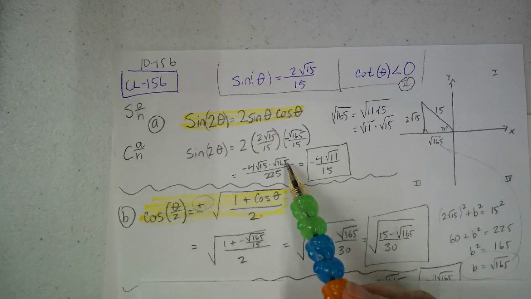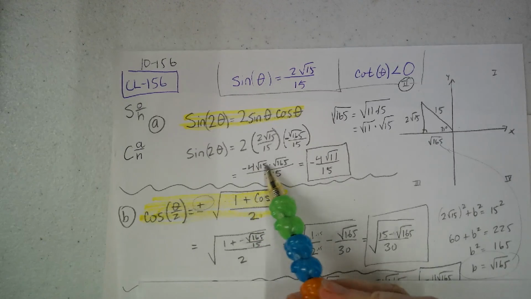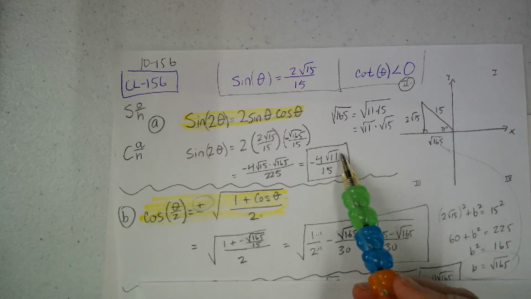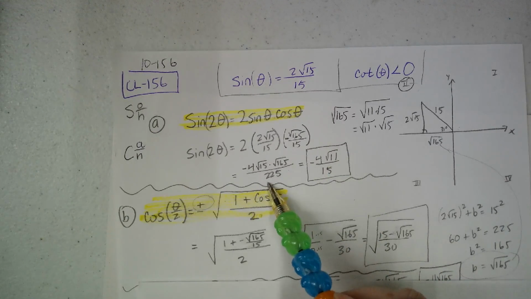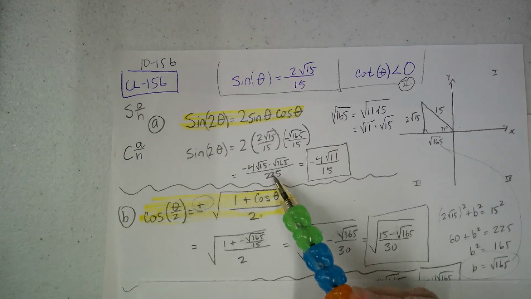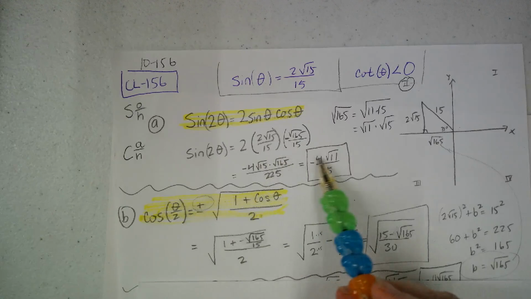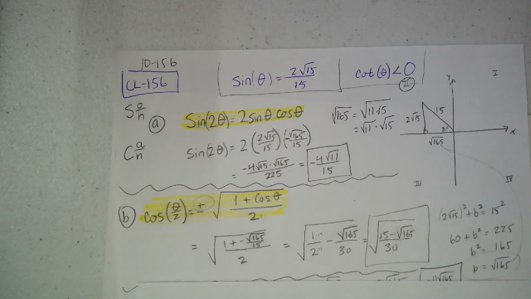I just multiplied them all together in my calculator. I went 4 times root 15 times root 165. My calculator is nice to me, and it actually just calculated that out. Anyway, whichever way that you can calculate this, it turns out to be that answer.